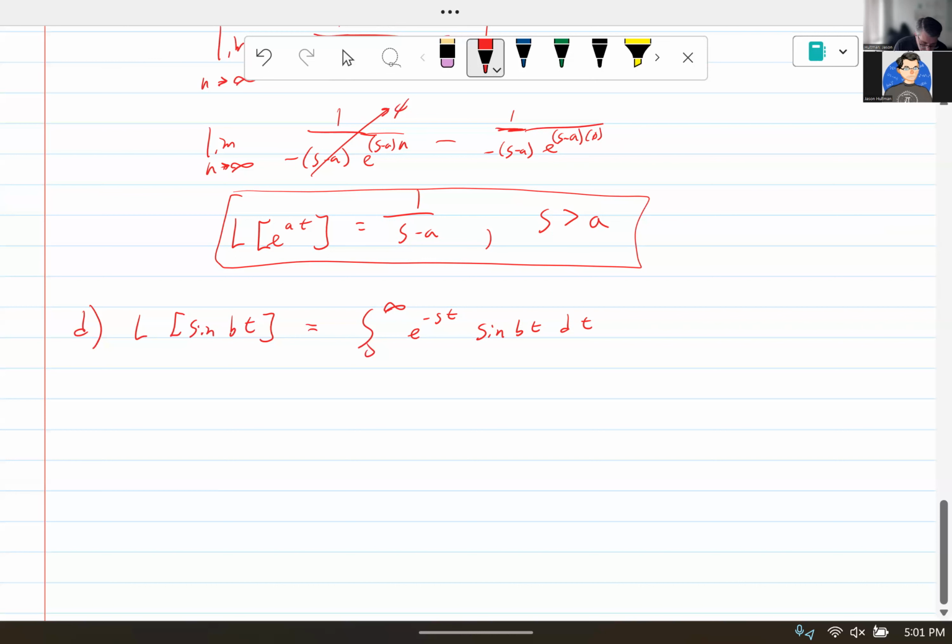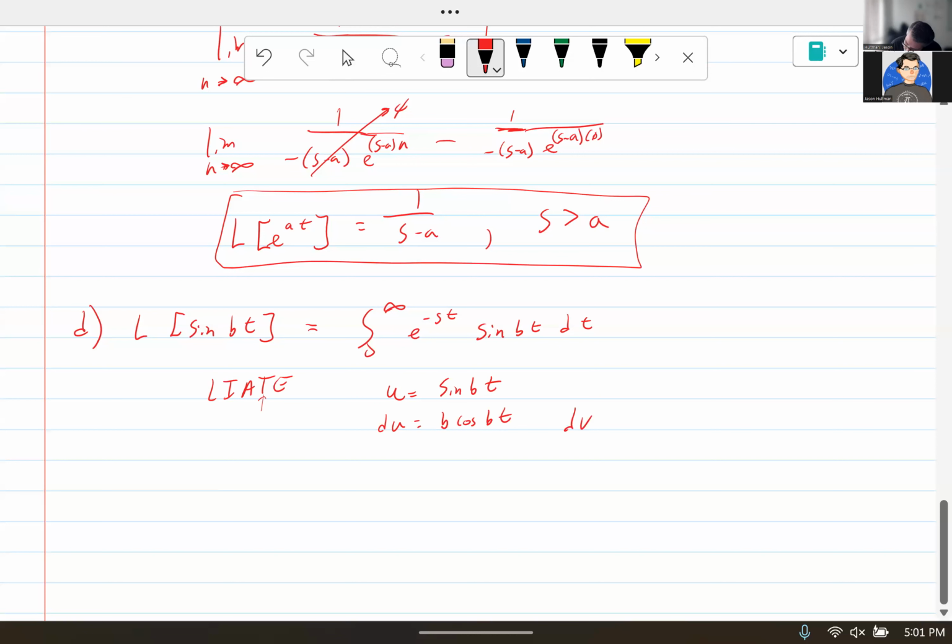Okay, so let me do a u substitution on this, or not a u sub, integration by parts. U is equal to, I'm going to use LIATE, so the trigonometric comes before exponential. Logarithmic, inverse trig, algebraic, trigonometric, and exponential. So trig comes before exponential. So u is equal to sine bt. The derivative of that is going to be b cosine bt.